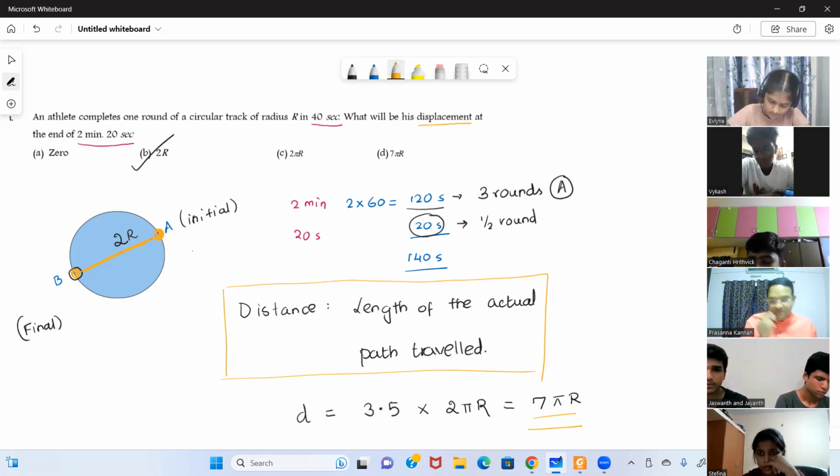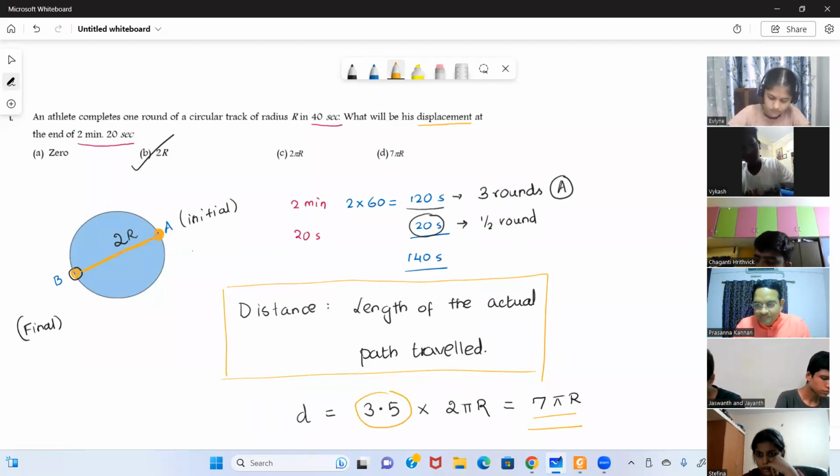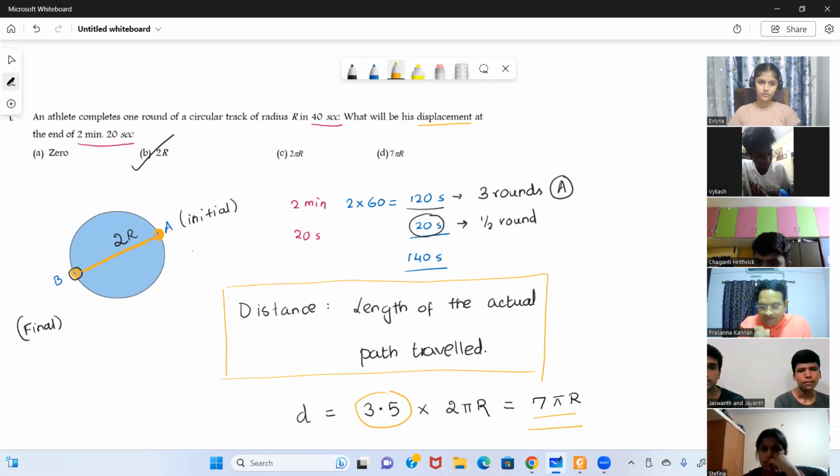But here you can see the question is displacement. Therefore, the answer is 2r. Otherwise, the fourth option would have been the correct answer. Did you understand how it is 3.5? Clear? First round 40 seconds, second round 80 seconds, third round, total 3 rounds, 120 seconds, half round another 20 seconds. So in 2 minutes 20 seconds, 3.5 rounds is being done.